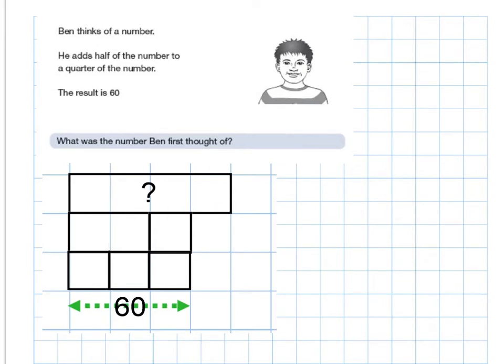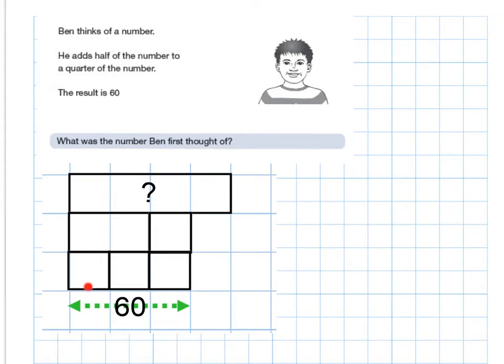He adds half of the number, which is this box here, to a quarter of the number, which is this box here. And the result is 60. Now we should know that a half is 2 quarters, and this other quarter here. So at the bottom we've got 3 quarters, and we know 3 quarters is 60.